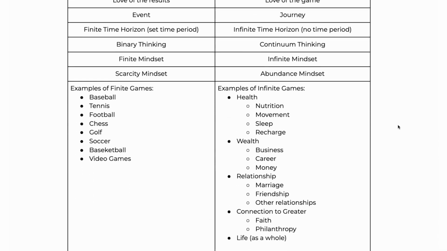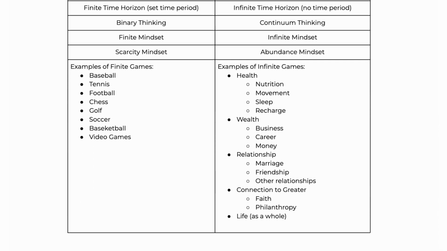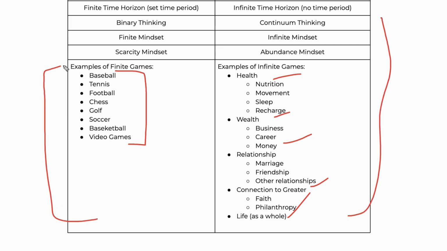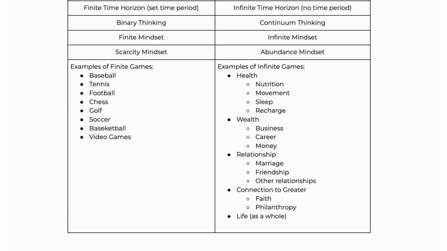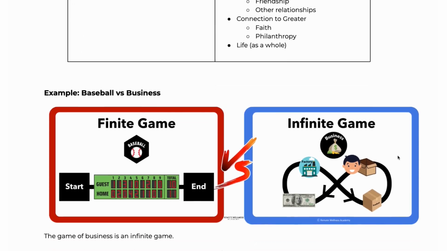Here are some examples of finite games versus infinite games, right? We talk about finite games, a lot of the typical things that you would think about. But here's the thing, most people don't understand that health, wealth, relationships, connection to something greater, life as a whole, all of those things are infinite games. Like I said, inside of the guide, there's a lot of other descriptions of the difference between finite and infinite games. Let me go ahead and give you a couple examples to really hit this home.